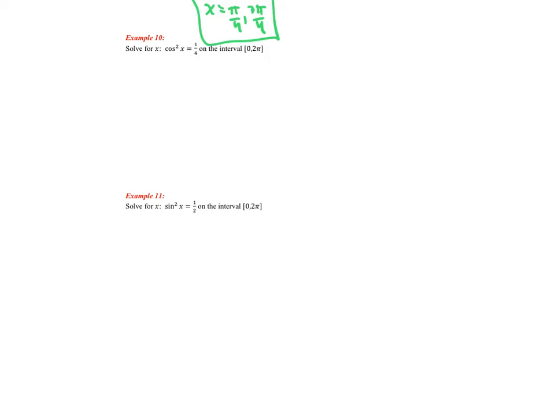All right, let's continue with example number 10. Taking the square root of both sides, I get cosine x equals plus or minus 1 over the square root of 4, which is 2. So the cosine is 1/2, and I want all values between 0 and 2 pi. So cosine is 1/2 at each of these angles. Each of these reference angles are going to be 60-degree angles.